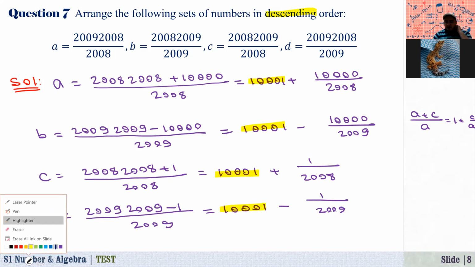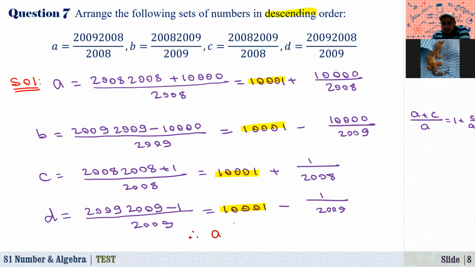But as you see here, the first one, A, we're just adding this number, right? And that is 10,000 over 2008. And here we have 1 over 2008. And that's why, let me just write here, in descending order, dot, dot, dot. Actually, A is the biggest one. Okay, it's done.